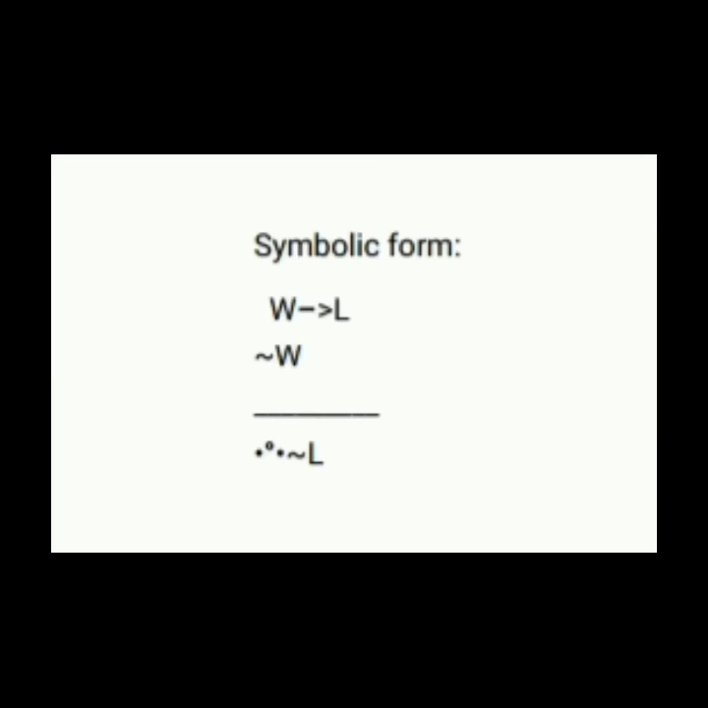Hello everyone, this is my argument. If I went to school then I learned the lesson. I didn't go to school, therefore I didn't learn the lesson. So this is the symbolic form of this argument: if W, then L, W negation, therefore negation L.